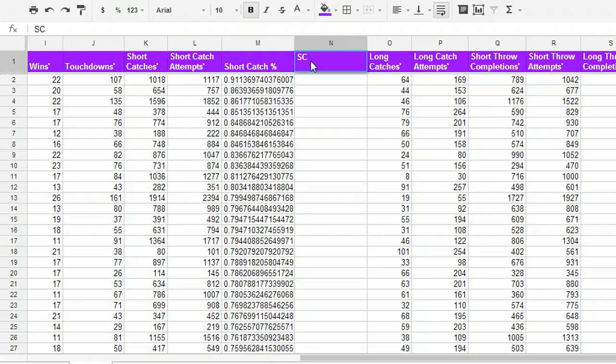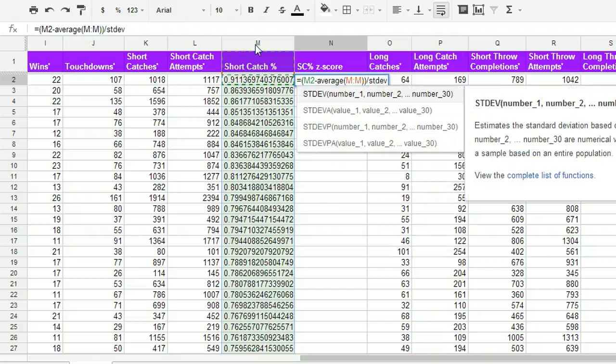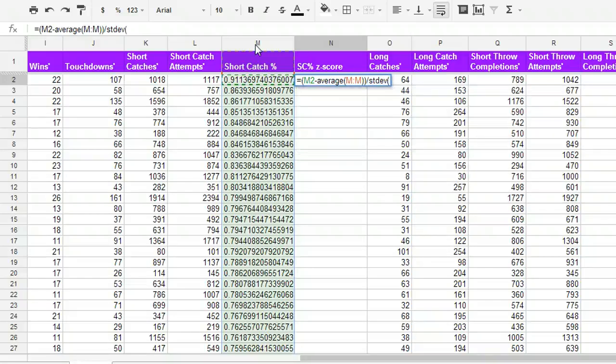So short catch percentage, starting out with an equal sign, and take our value, we can just click right over here, minus our average of the entire column, M in this case, and close both our parentheses on top of our fraction and divide it by our standard deviation, STDEV, and it's M colon M again. Close that parenthesis, and that is our z-score formula as always. Hit enter, and there we have a z-score.